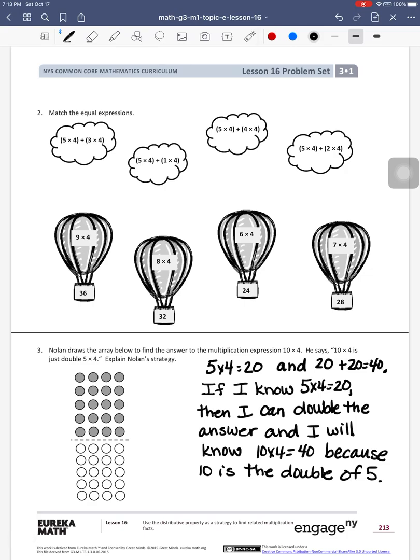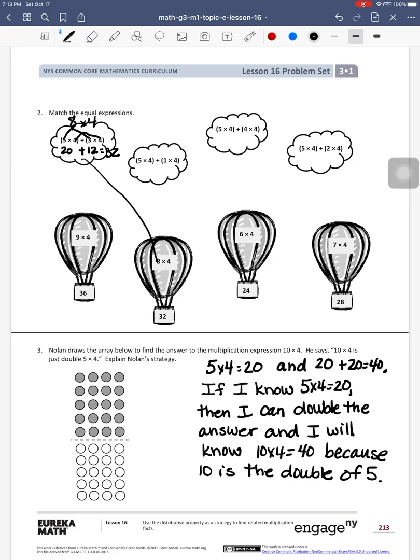Match the equal expressions. So 5 times 4 we know equals 20, plus 3 times 4 we know equals 12. So 20 plus 12, what does that equal? That equals 32. Do we see something? Or we could say, what's 5 plus 3 is 8. And then we both have 4, so 8 times 4. So 8 times 4, right here.